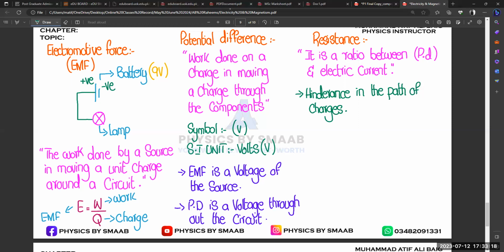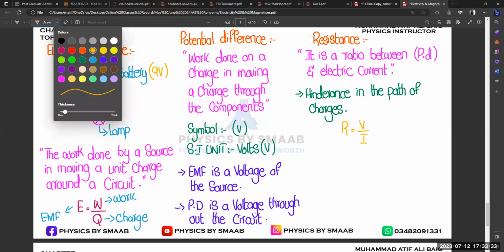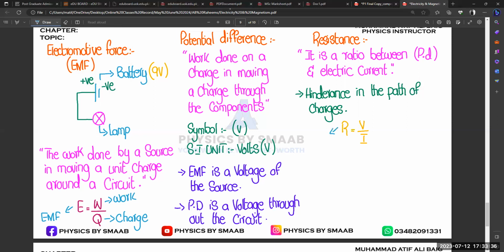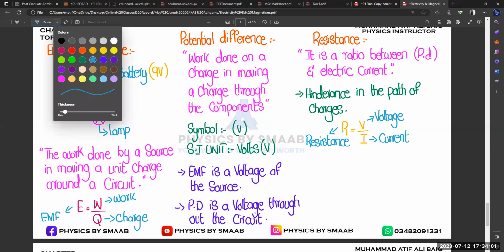And by the definition, we may simply write the formula like this: R is the symbol for resistance, for potential difference we write V, and for electric current we write I, right? So R is for resistance and V is for potential difference, voltage in general if you want to write. In the definition it is potential difference, because we are discussing the whole circuit, not only the battery. And I is for electric current, and you already know the symbol for that.